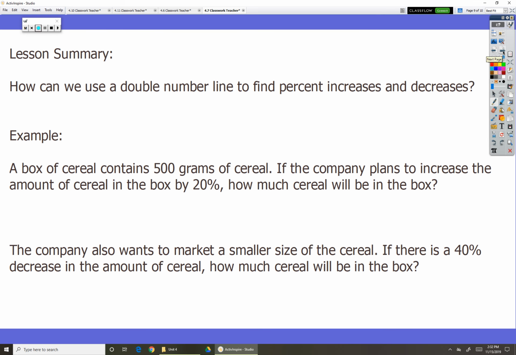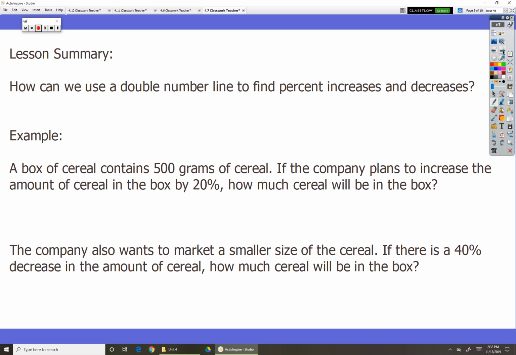Okay, for the lesson summary, I'm going to answer the question for you, and then I'm going to have you draw double number lines to answer the next 2 questions. Please make sure you draw double number lines. Don't just try to answer them. We want to be proficient at using double number lines today.